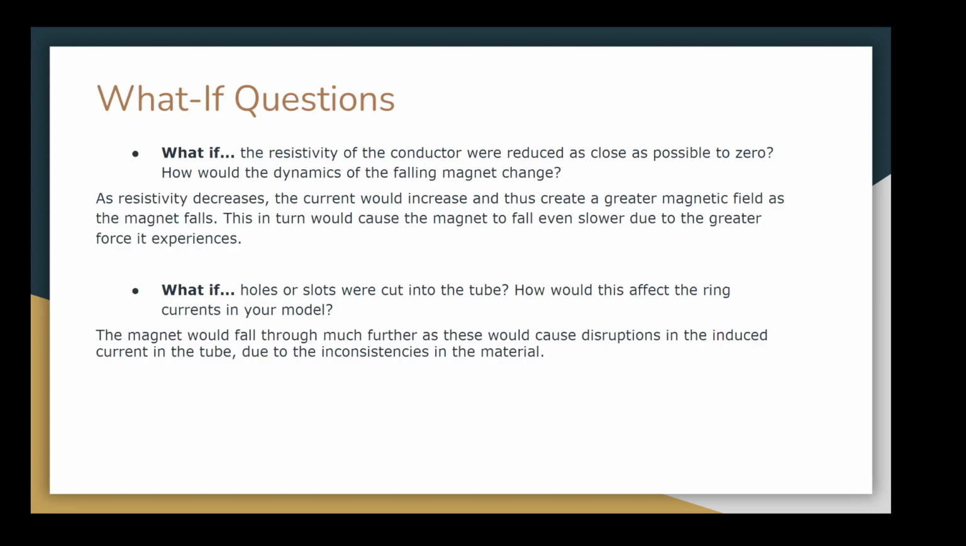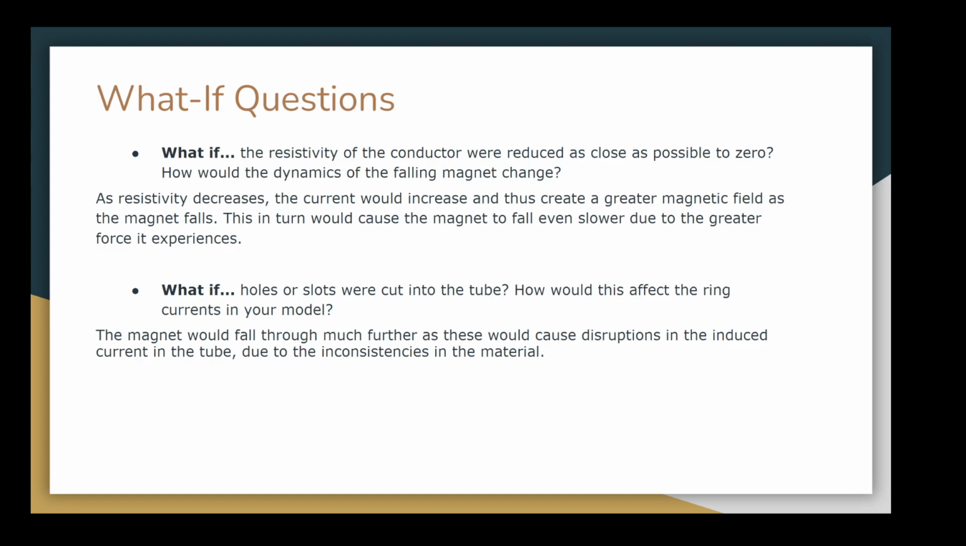What if the resistivity of the conductor were reduced as close as possible to 0? How would the dynamics of the falling magnet change? Well, as resistivity decreases, there's less resistance, so there's more current, and that can create a higher magnetic field. With a greater magnetic field comes more force, and therefore the magnet will slow down. If it is in a big field, with a ton of force pushing against it as it tries to go down, it's not really going to go anywhere, and so it will slow down.